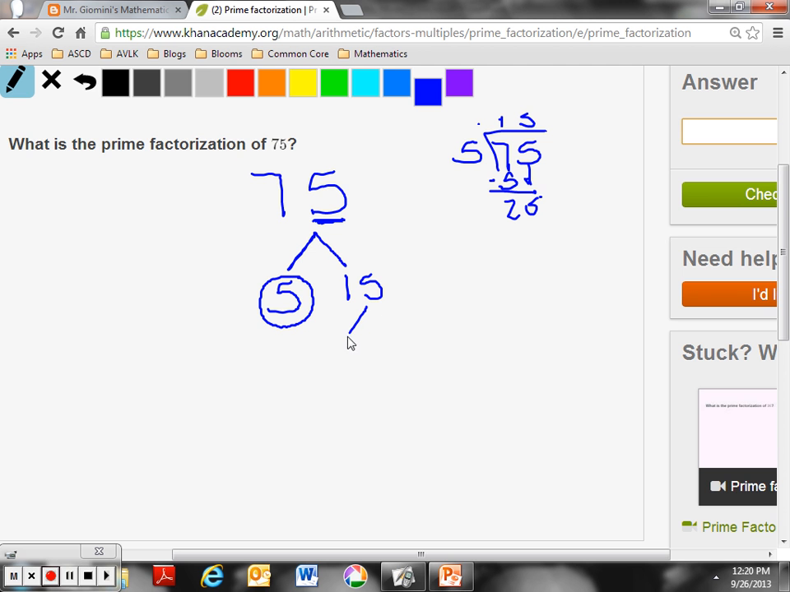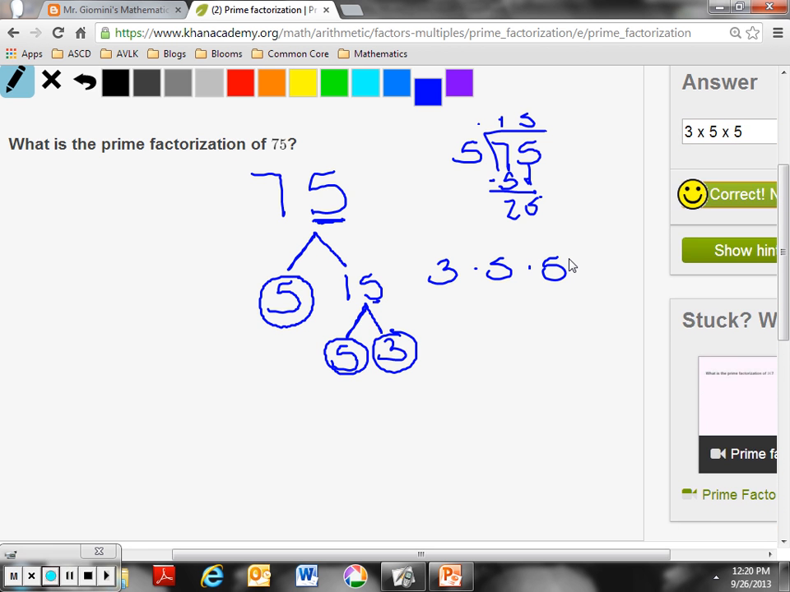Now let's look at 15. Again, it also ends in a 5, so I know that 5 goes into it. So it's 5, which is prime, and 5 times 3. 3 is also prime because it only has two factors, 1 and 3. So when I type in my answer, I like to go from smallest to largest, in ascending order. So I go 3 times 5 times 5. Let me put that x there again, and check my answer. All right, good.